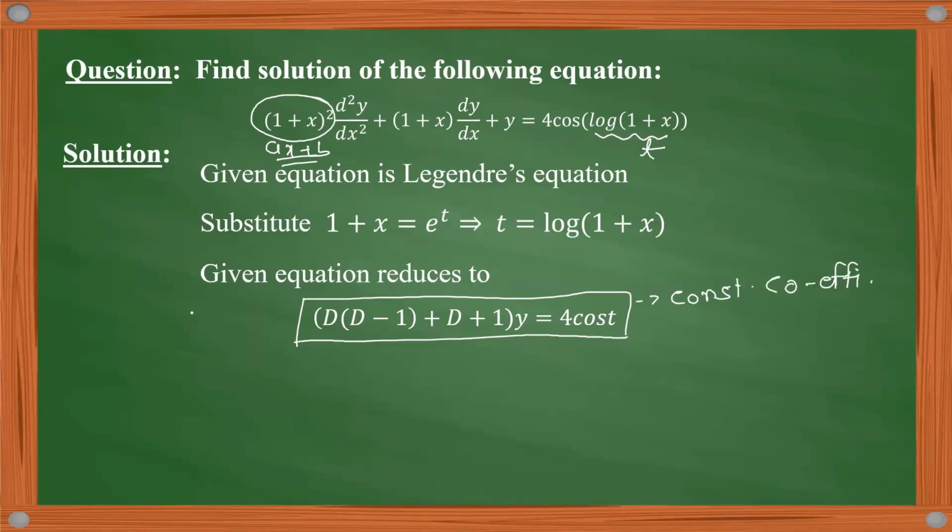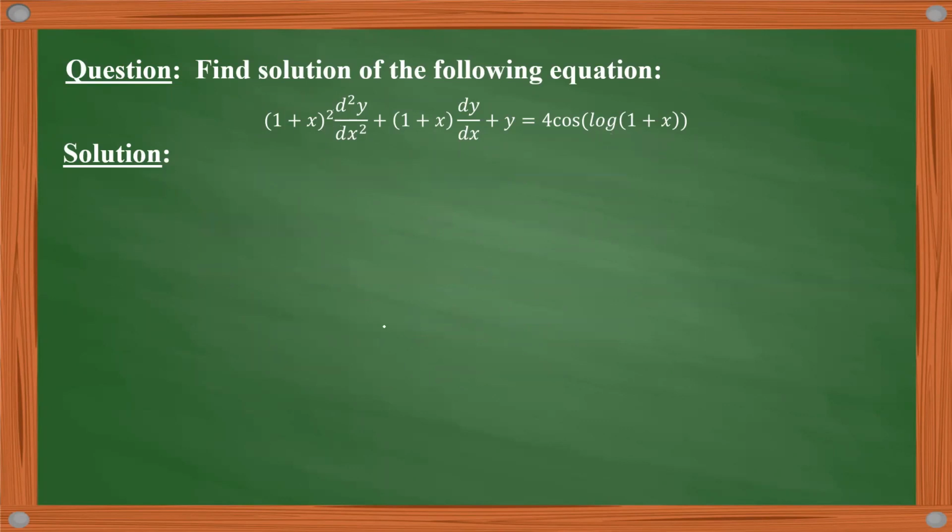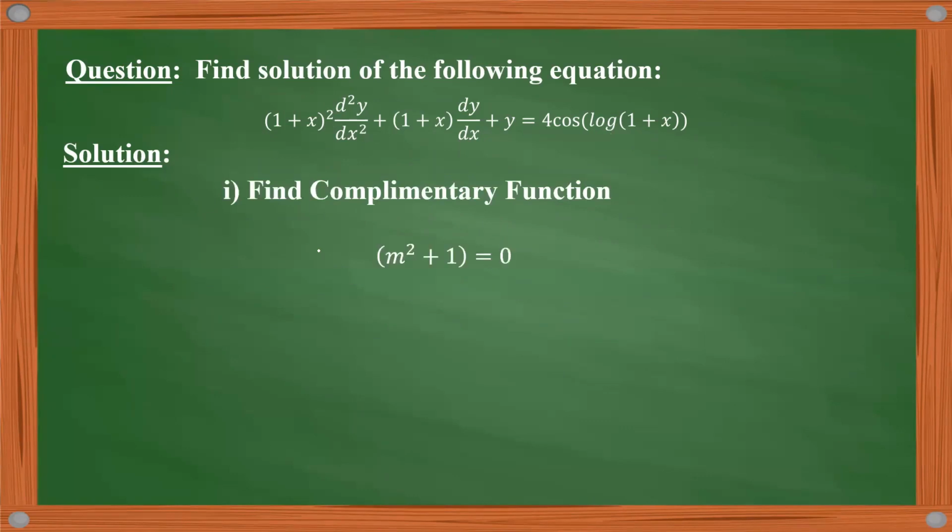So our method remains the same. First of all, let me just simplify this equation. It will be (D² + 1)y = 4 cos t. First, we need to find its complementary function. So its auxiliary equation is m² + 1 = 0.